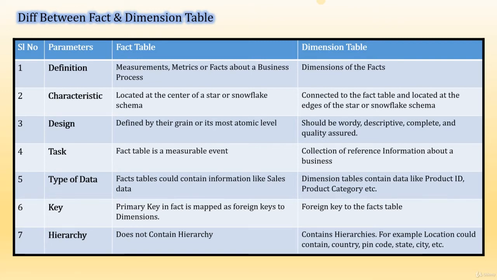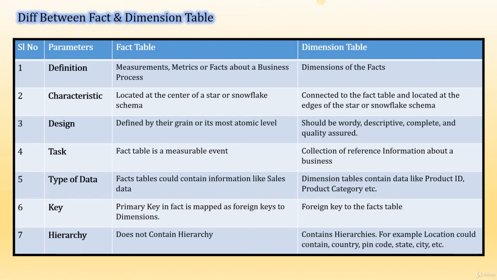The next one is the key. The primary key in the fact table is mapped as a foreign key to the dimensions, and the dimension table will have the same key as a foreign key to the fact table. I will explain with an example so that you can understand. Say, in the fact table, the state code is defined as a primary key, and we have state codes like 01, 02, 03, 04, and so on.